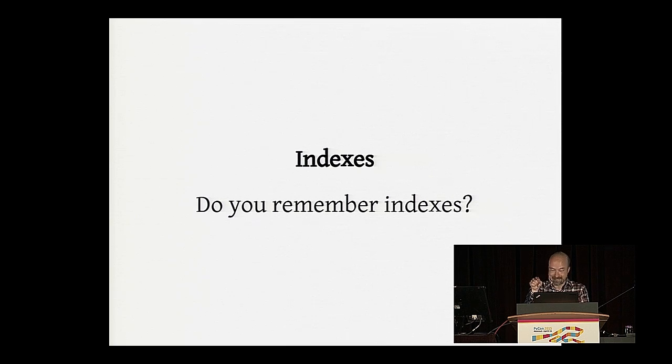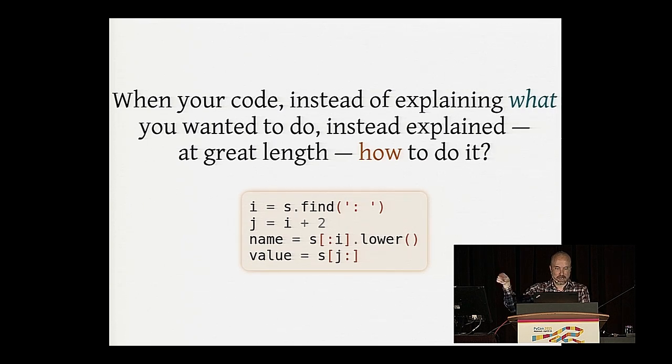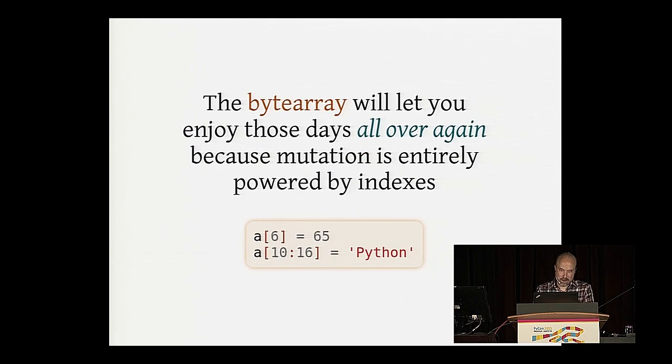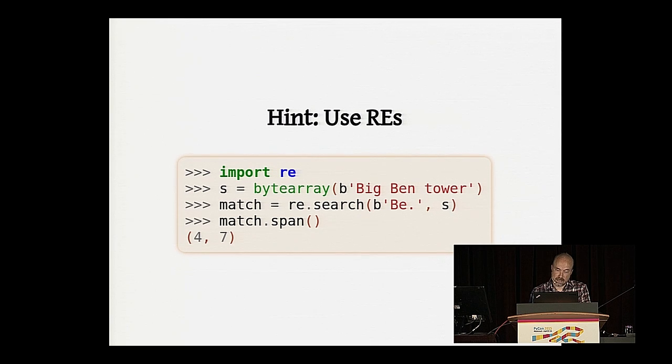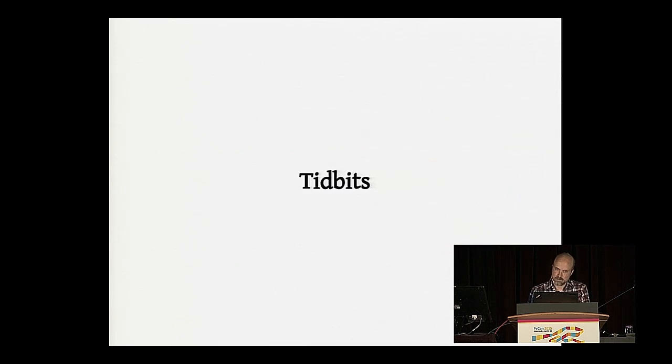Do you remember indexes? Back the first week before you'd found split, strip, and join, and were like doing everything like this? You get to do it again if you decide to try mutating a byte array. The byte array will let you enjoy those days all over again because all the mutation operations are powered only by indexes. One hint, regular expressions, while they turned off a lot of other string-like things, were left turned on and do work against byte arrays and can help give you some useful indexes to use. Freestyle mutable string, it's awkward.